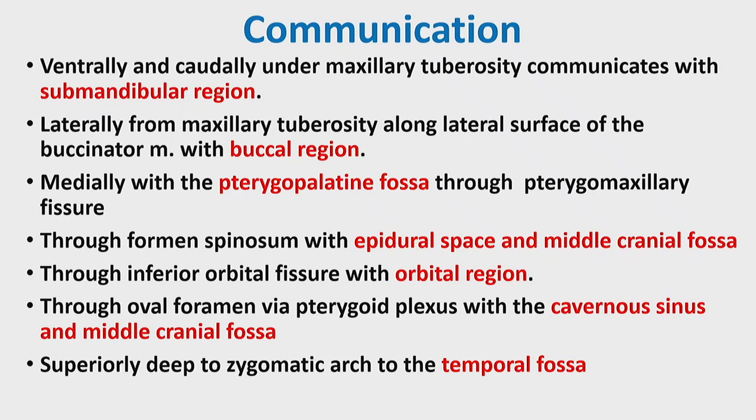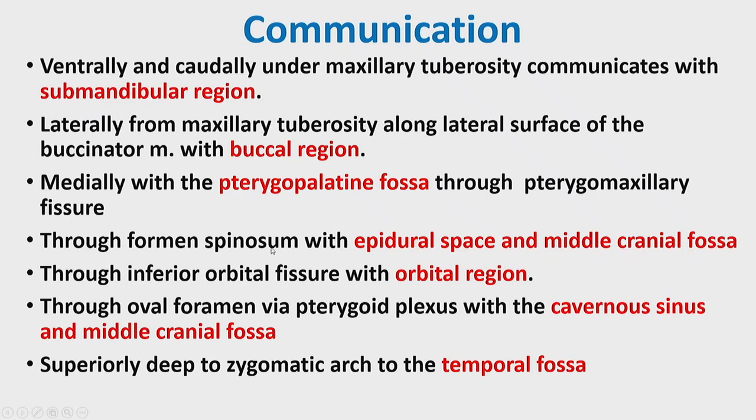Laterally, from the maxillary tuberosity, from the outer surface of the buccinator muscle, it can go to the buccal region. So the patient has a buccal abscess. Medially, it continues, because we said that if you continue ventromedially from the infratemporal fossa, you will reach the pterygopalatine fossa. At this transitional place between the infratemporal fossa and the pterygopalatine fossa, there is a very important fissure called the pterygomaxillary fissure.